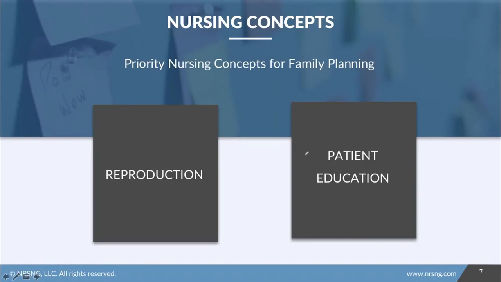So reproduction and patient education will be the nursing concepts for this. Obviously, with family planning, we are talking about reproduction, either how to make it happen or how to prevent it. And then there's a lot of patient education that goes into this, education on how to take the pills correctly, how to use the birth control correctly to be compliant and have it work effectively. And then we also would have a lot of patient education, even for a patient that is becoming pregnant.